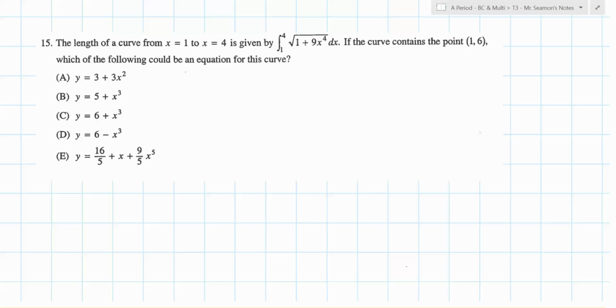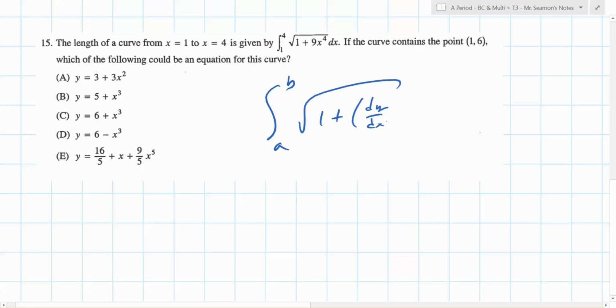What's the key thing you need to know in order to be able to do this question? Isn't it the distance formula? Yes, calculus, no kidding. The distance formula, which is what? It's the square root of 1 plus dy dx squared, dx, like this, right?